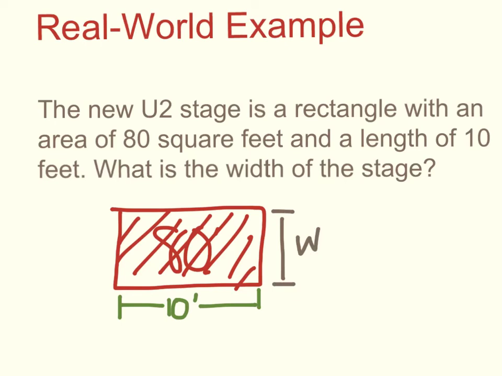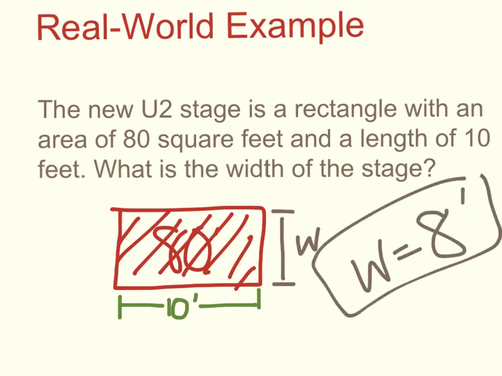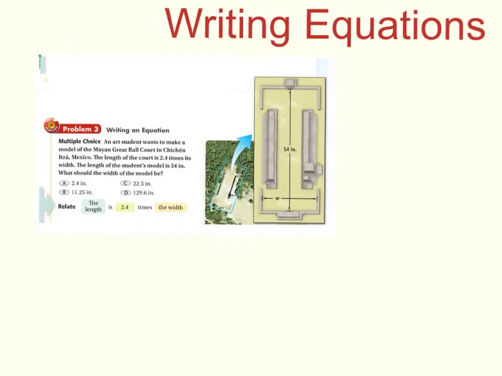And using mental math and what we know about area and all of that good stuff, we know that if we take 10 times our width, we will get an answer of 80. So 10 times what is 80? And obviously, with mental math, that answer is 8 feet. So our width is 8 feet.